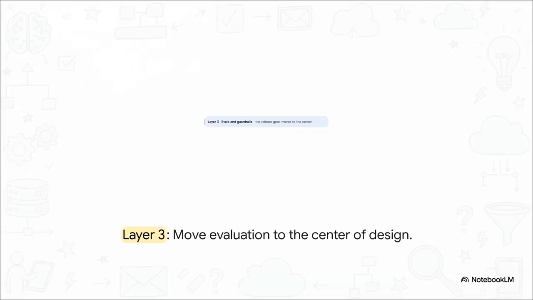Next up is layer 3, our evals and guardrails. Now, because layer 1 is non-deterministic, we have to completely change how we think about testing. We must pull evaluation from being this final gate at the very end of a project right into the absolute center of our design. This is exactly how you catch the model getting quietly worse over time.